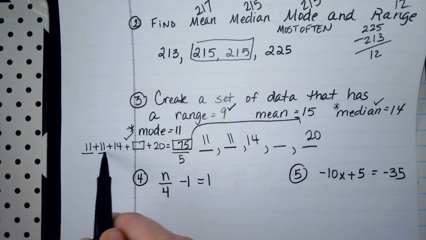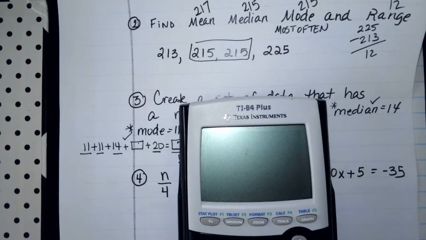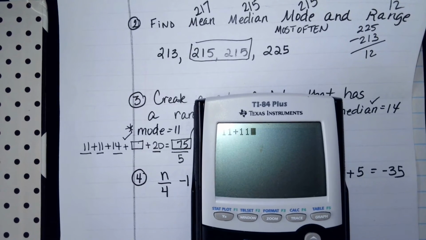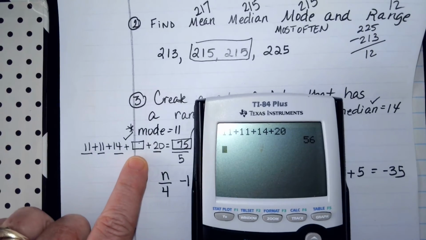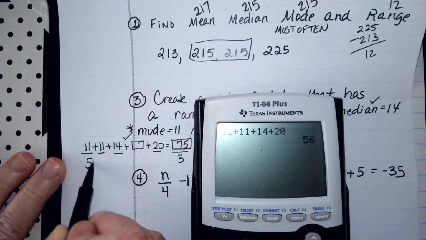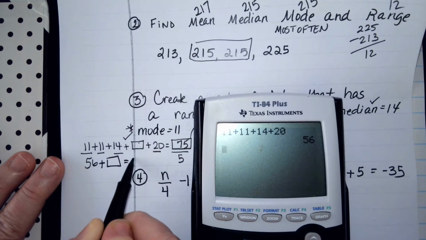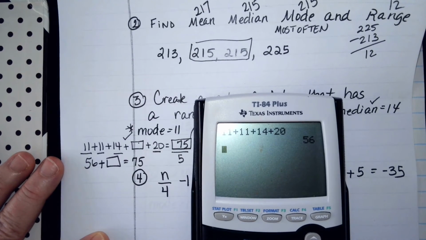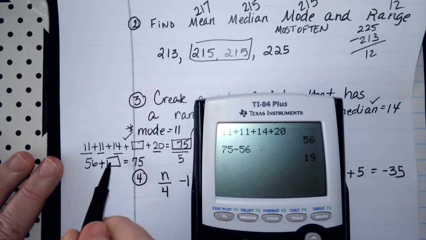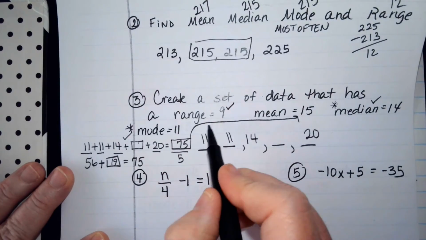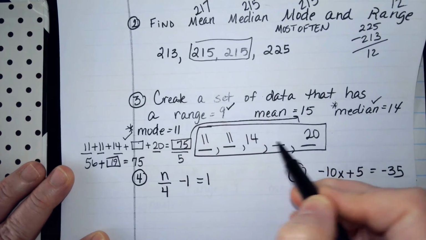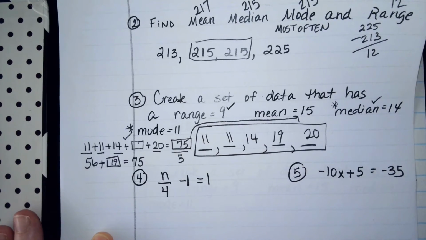Well, what happens when I get all these numbers together? 11 plus 11 plus 14 plus 20 gives me 56. So 56 plus the number in the box needs to equal 75. And then when I divide by 5, I'd get 15. So what number goes in the box? 19. Now let me go back to my little list of data here. Would it be okay to put 19 in there?